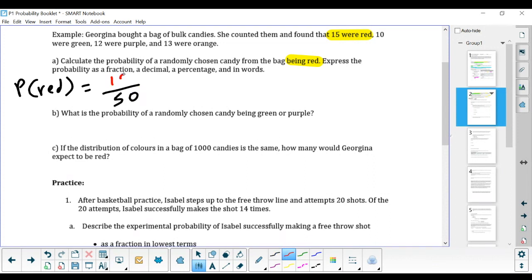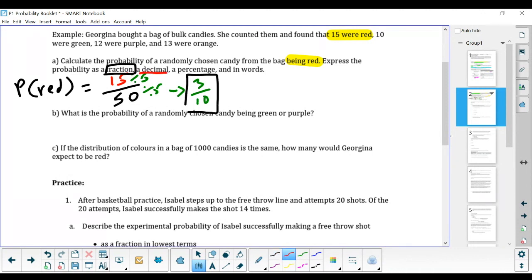So that means that our probability is 15 over 50. Now, to reduce that into lowest terms, we need to divide both the top and the bottom by 5, which means that our lowest terms would end up being 3 over 10. So that would give us our probability as a fraction.